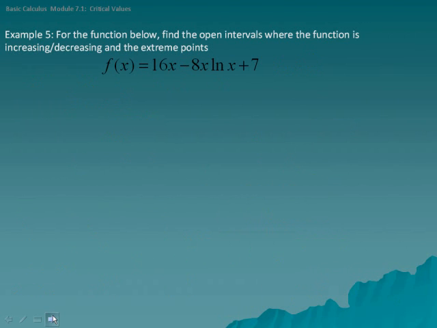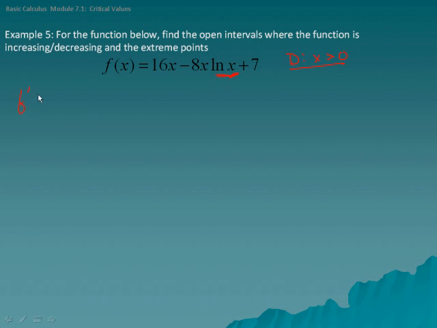Example 5, for the function below, find the open intervals where the function is increasing, decreasing, and the extreme points. Now in this case we need to remember that we have a domain issue with the natural log of x. The domain in this function must be greater than 0, because we can't put 0 or negative numbers in for x in the natural log. So that restricts our domain. So when dealing with this function, we need to remember that.